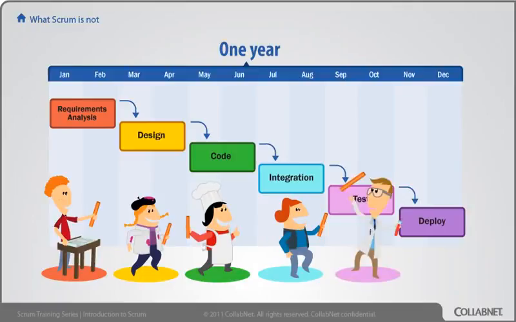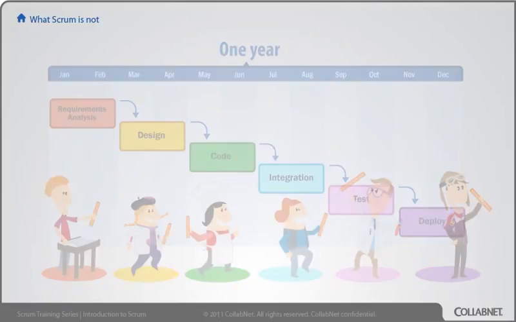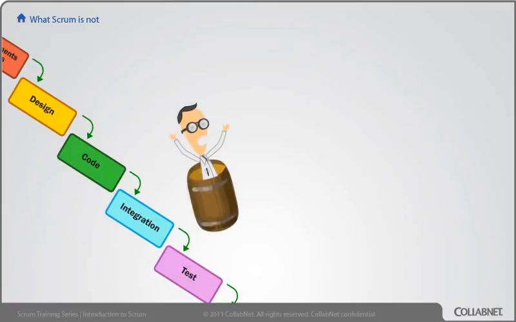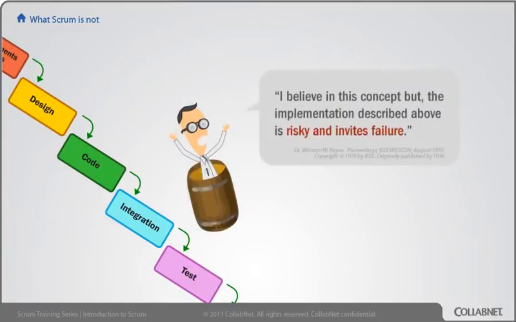That was a nice theory about how things could work, and we suppose it could work if we had perfect knowledge in the beginning and never made mistakes along the way. The next sentence in Dr. Winston Royce's paper, unfortunately no one read this far, said, "I believe in this concept, but the implementation described above is risky and invites failure."